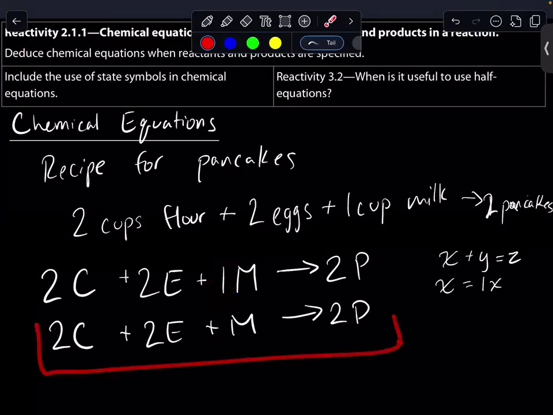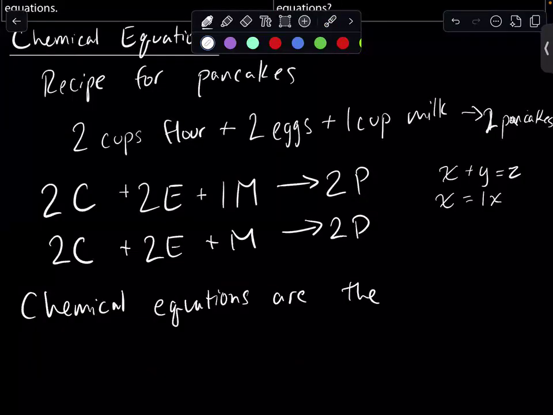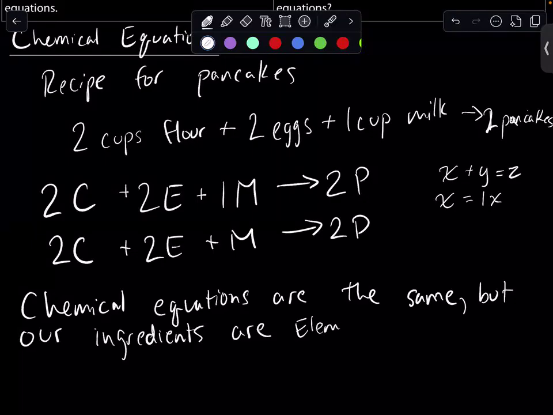So this is a chemical equation. The only difference is that with chemical equations, the idea is the same, but our ingredients are elements and compounds. So they don't have to be a single element, they can be a compound. So a molecule or ionic compound.